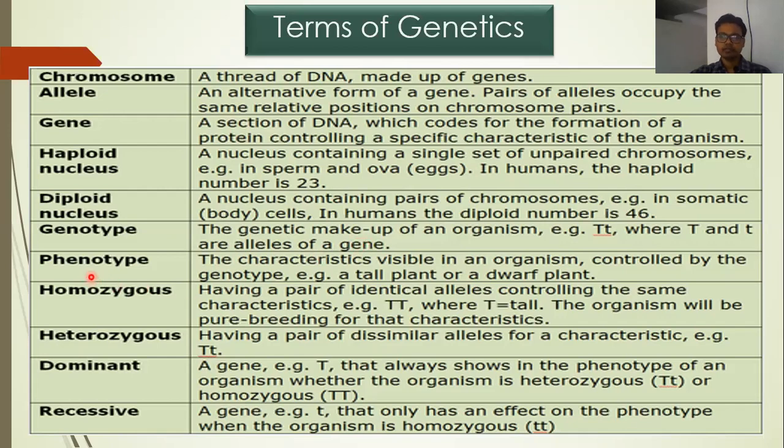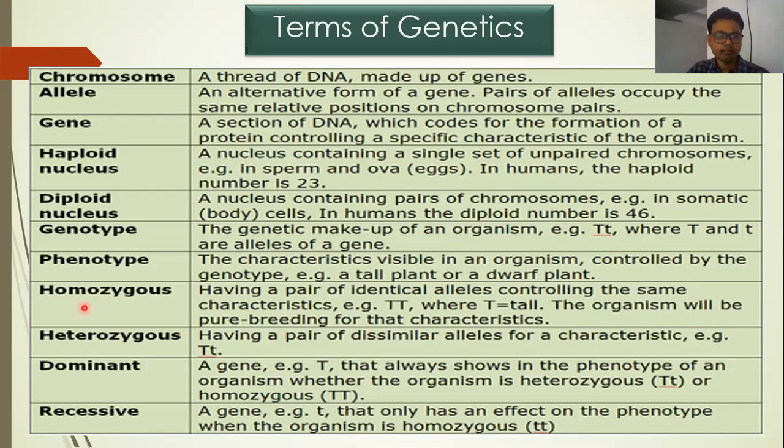Next, the phenotype. The genotype expresses its character under different environmental conditions, and this is known as the phenotype. That is, the morphological expression of the character in different environmental conditions is called the phenotype. The characteristics visible in an organism controlled by the genotype, for example a tall plant or a dwarf plant. A tall plant is regulated by capital T capital T or capital T small t, whereas a dwarf plant is regulated by small t small t.